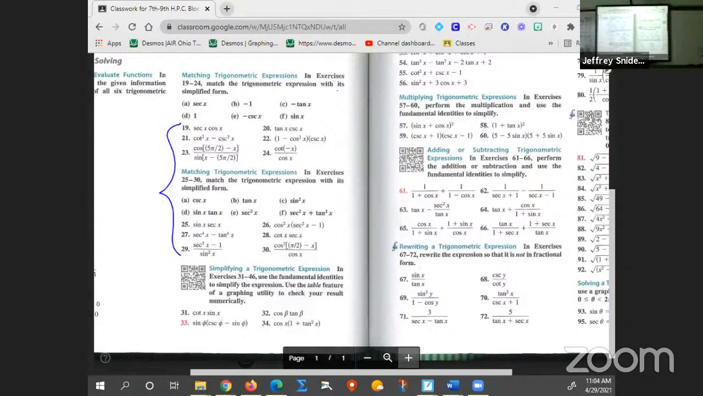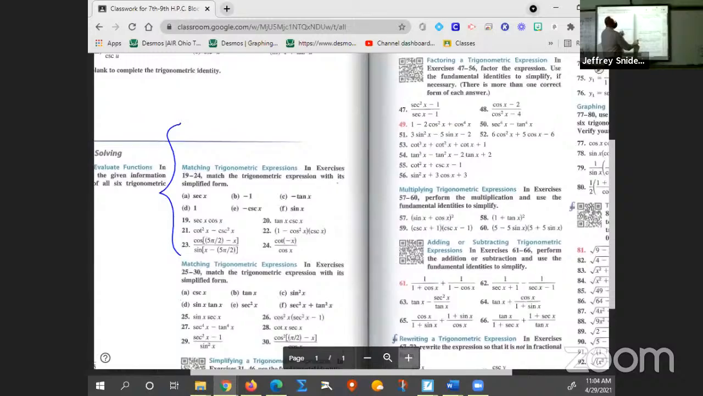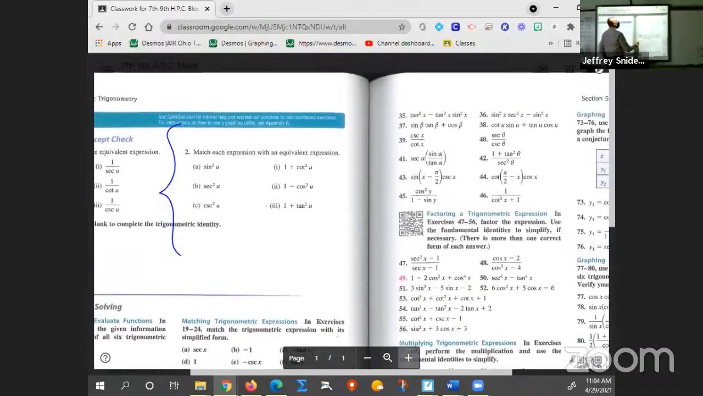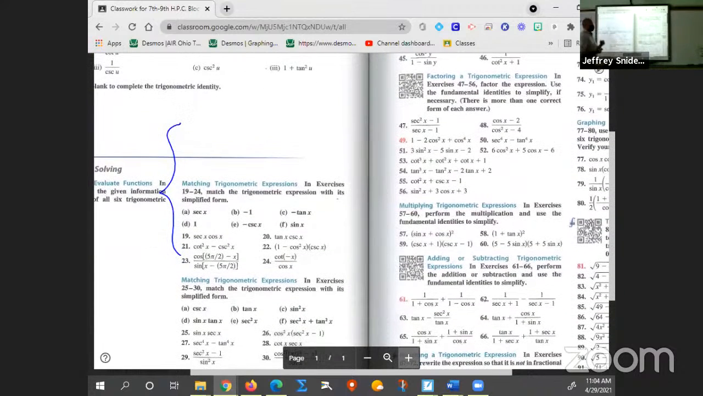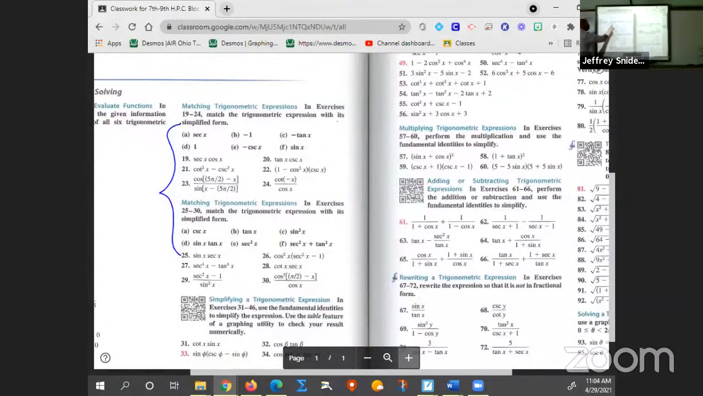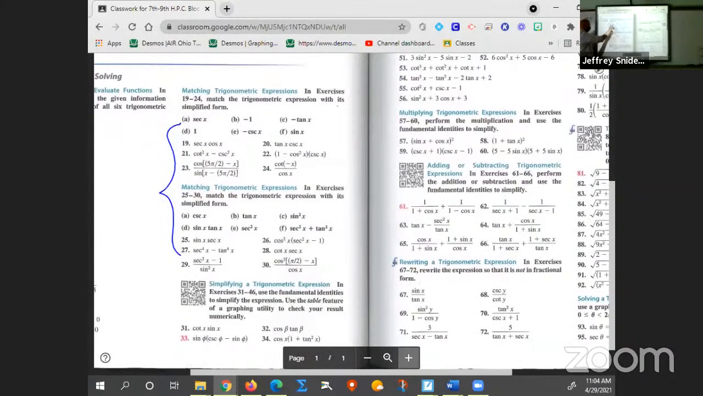The second part I asked you to do is 31 to 71 odds. Notice what this one says down here. It says use the fundamental identities to simplify the expression. That's what that's about. Over here, look at this one. Same thing. This is telling you to factor the expression. Use the fundamental identities to simplify if necessary. I'll tell you what I'm going to do. I'm going to simplify that. I'm not going to make you do all of those. That's a lot. I want you to do this first section here. This part is very important.